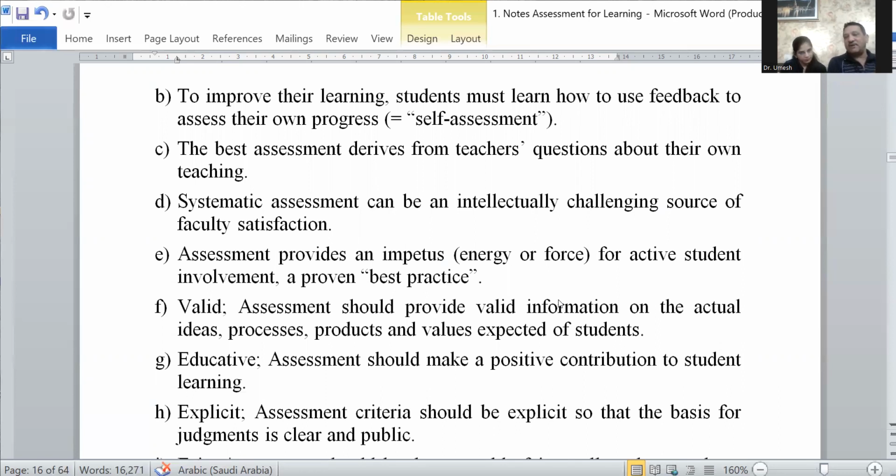Valid mean, for example, if you have prepared the question paper for maths, it should measure the mathematic ability. Science के लिए बनाया तो science ability. Suppose हमने SST के लिए बनाया social study. So we can say it should be valid. Next है आपका educative. Yes. Assessment should make a positive contribution to student learning.